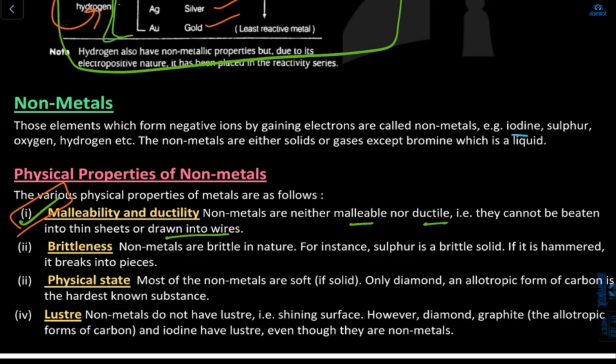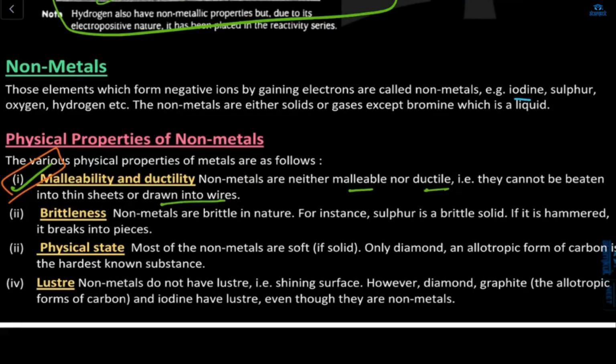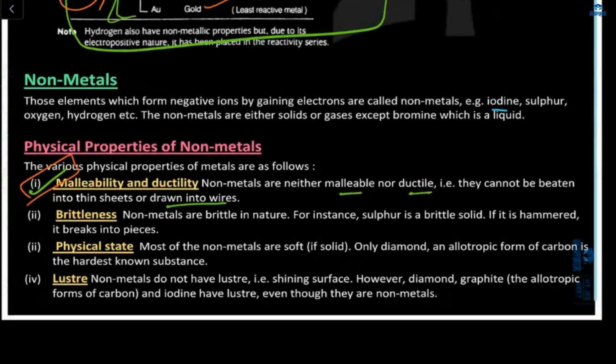What is luster? Luster means they don't have a shiny surface, because metals always shine, but non-metals won't have a shining surface. Only diamond is an exceptional case among the non-metals, because diamond is very lustrous.